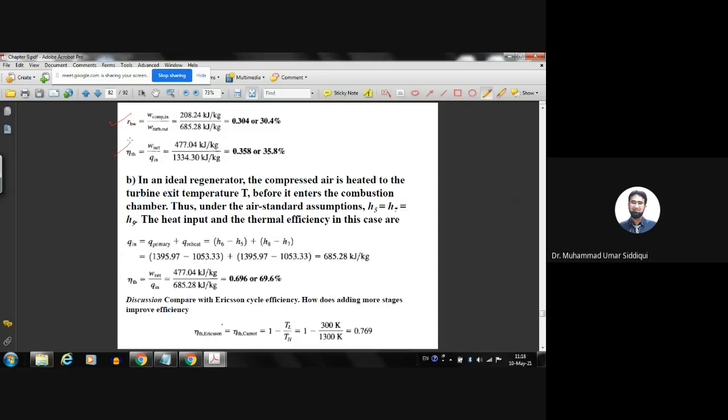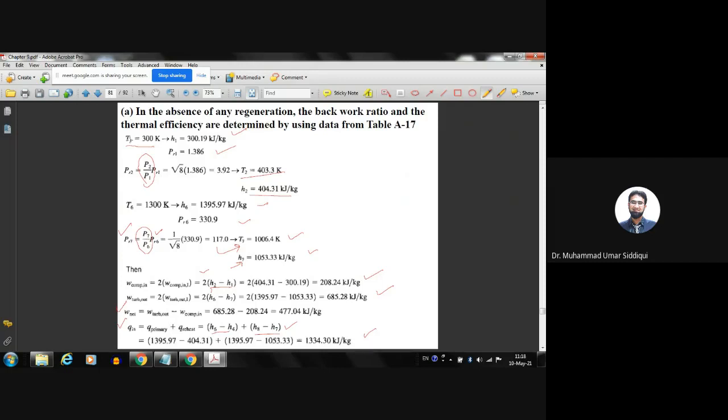So is this part clear? Is there anything which is not clear within the analysis? Just let me know. It makes sense, actually. Okay.